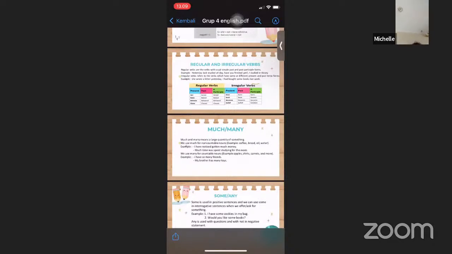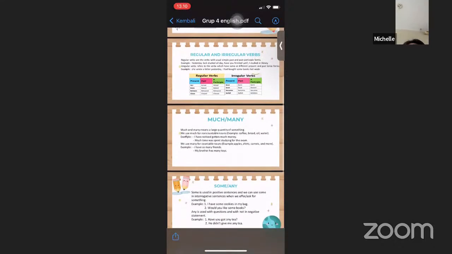And irregular verbs refers to the verbs which have the same or different present and past tense forms. Example: she wrote a letter yesterday. I had bought some books last week. And here's the verb.